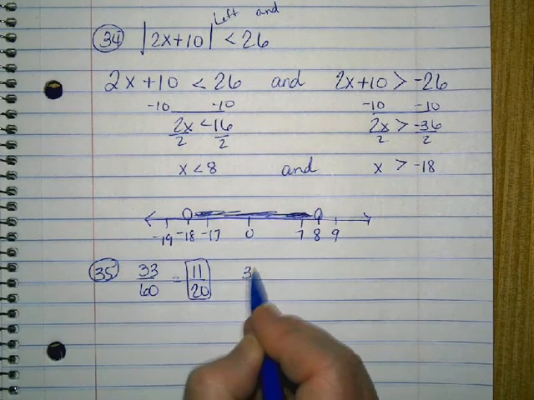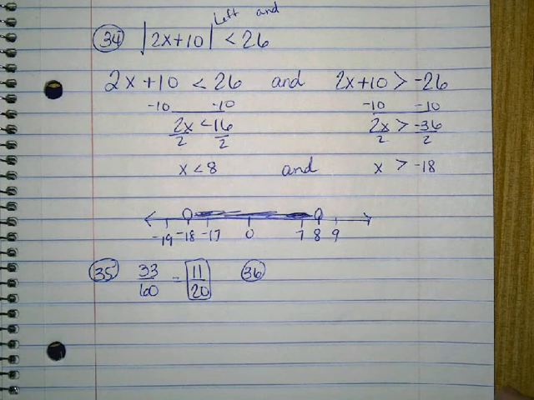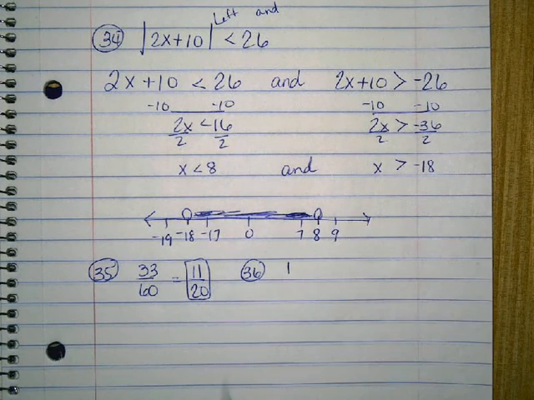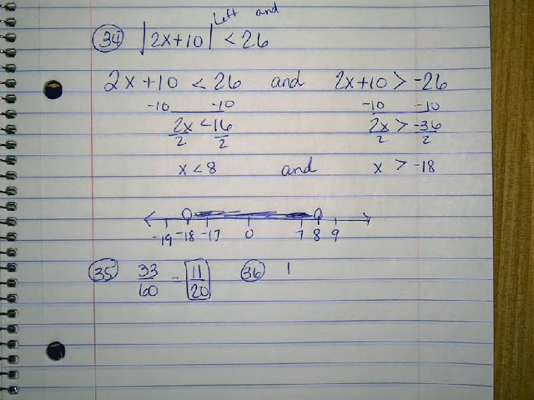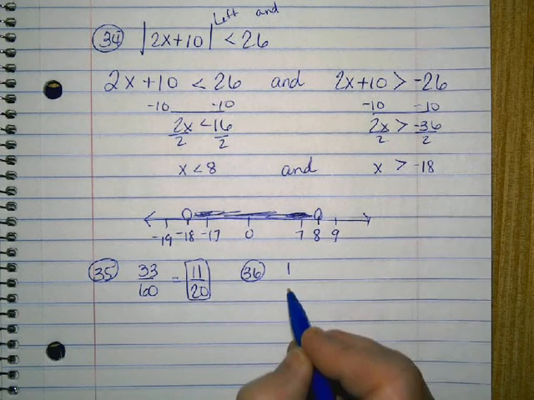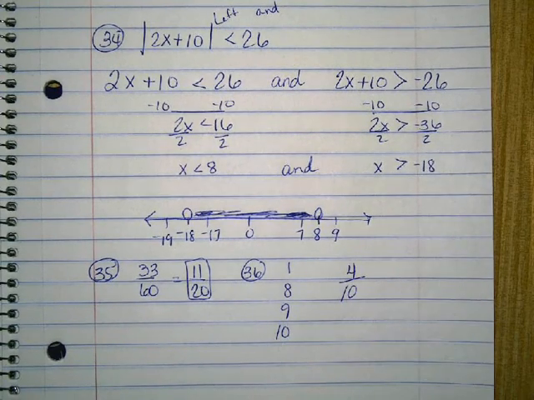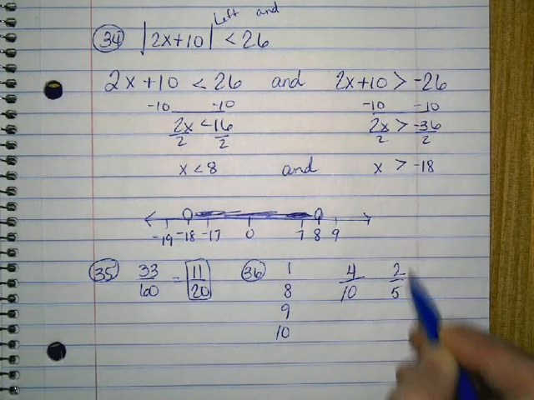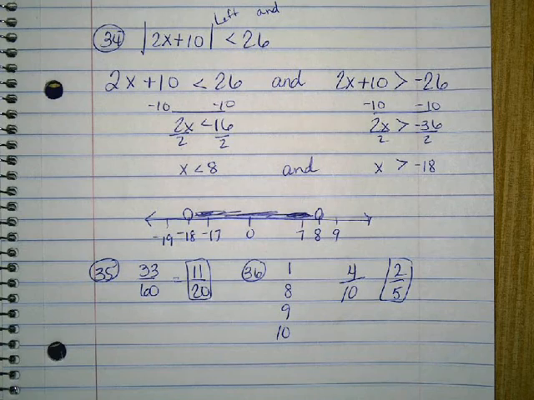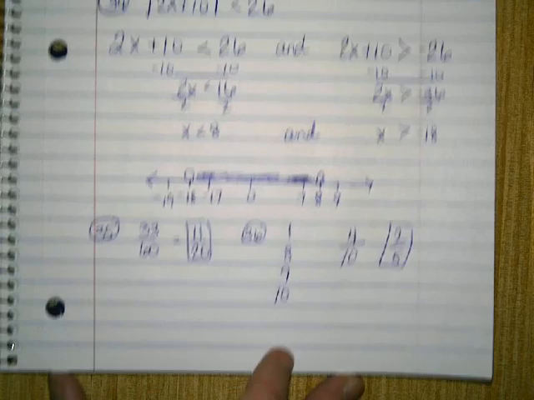36 says the spinner is numbered from 1 through 10, with each number equally likely to occur. What is the probability of obtaining a number less than 2? What numbers are less than 2? 1. 2 is not less than 2. It didn't say less than or equal to, it said less than. So 1's an option. Or greater than 7. What numbers are greater than 7? 8, 9, and 10. So you got 4 choices out of 10 possibilities, which is 2/5. 2 out of 5. Okay. You good on that?